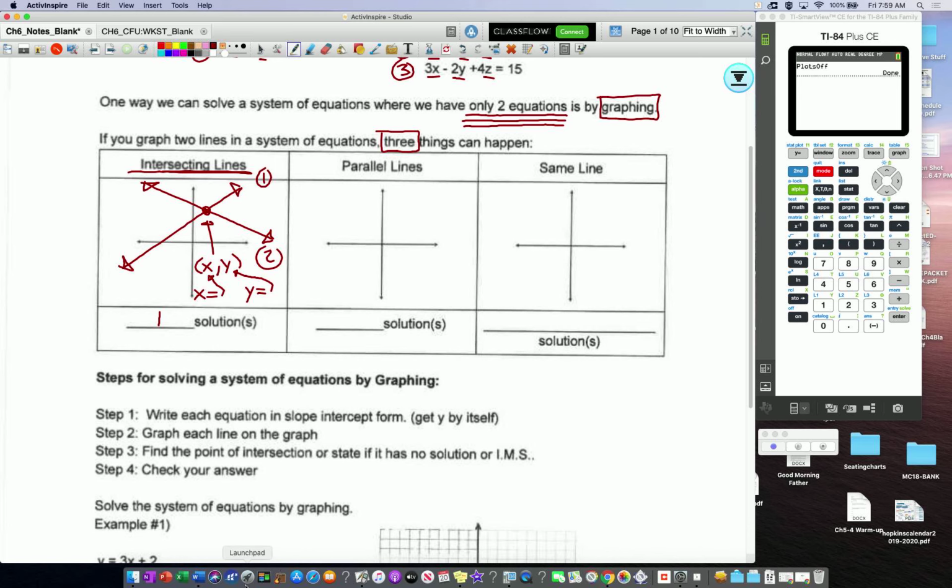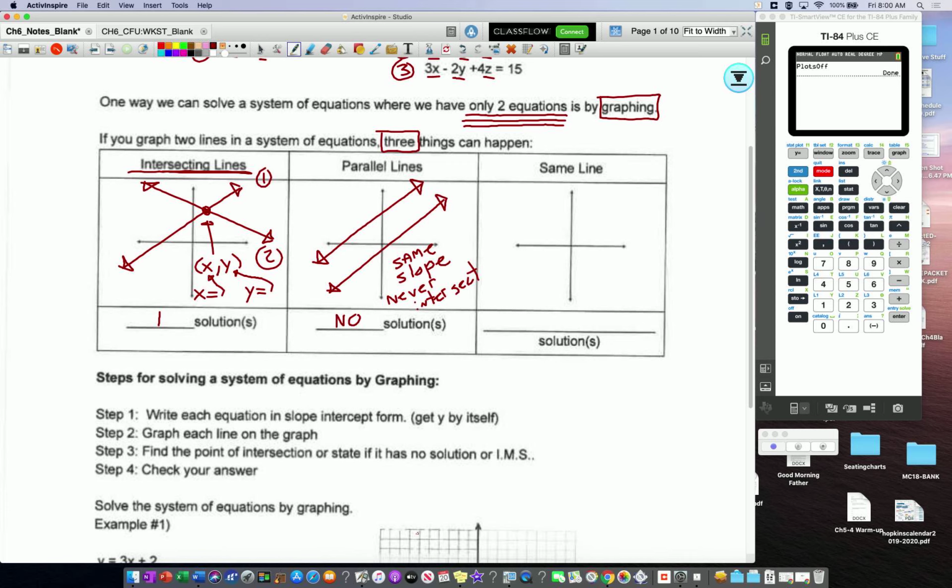Now, the second type of solution we could have is what we call no solution. That occurs when we have parallel lines. So what happens here is if we have two lines and they end up being parallel, meaning basically they have the same slope, they will never intersect. Never intersect. So since they never intersect, we have no solution. There is no point.